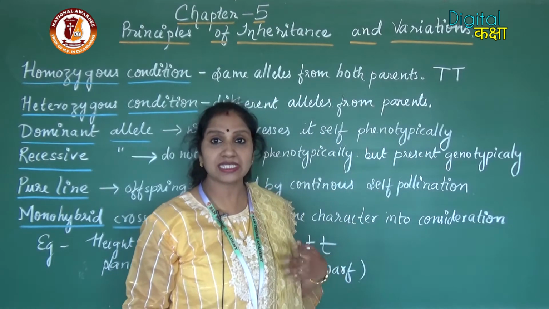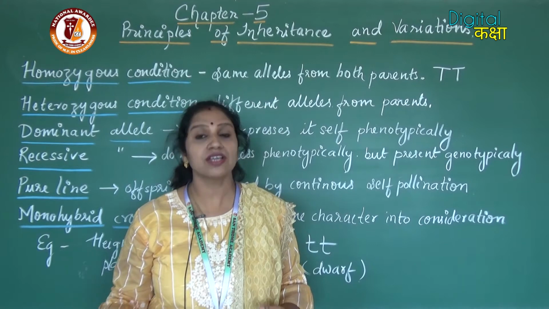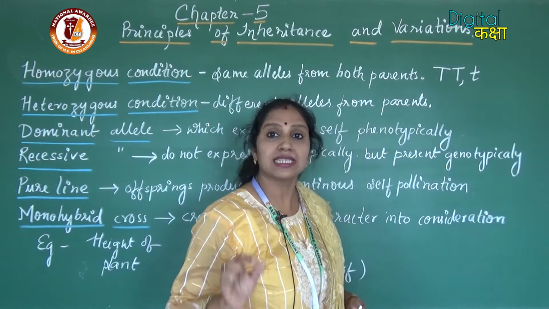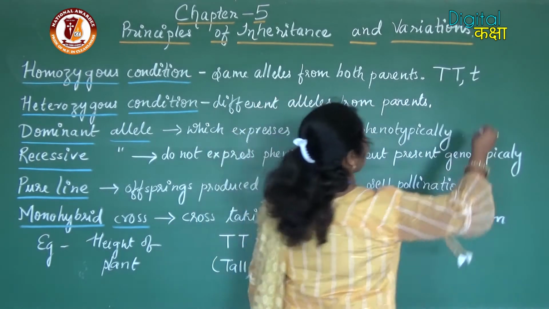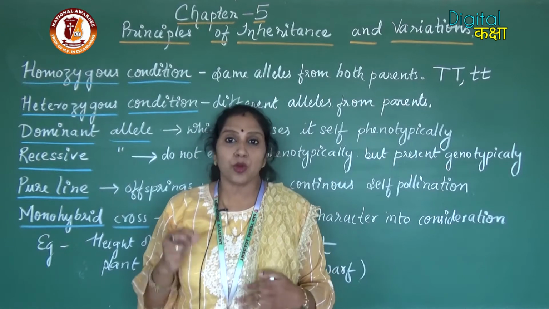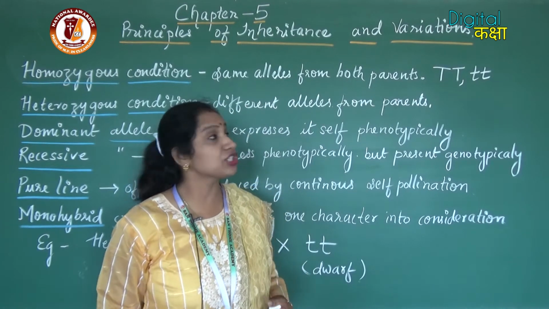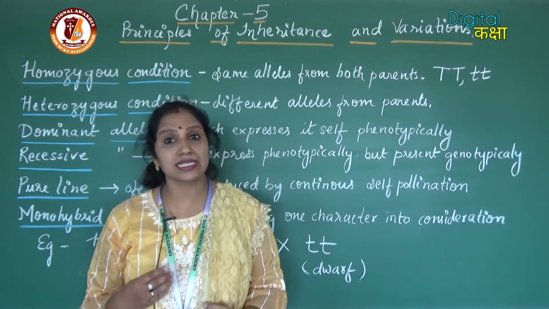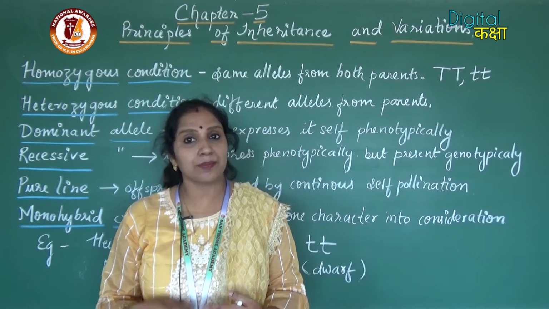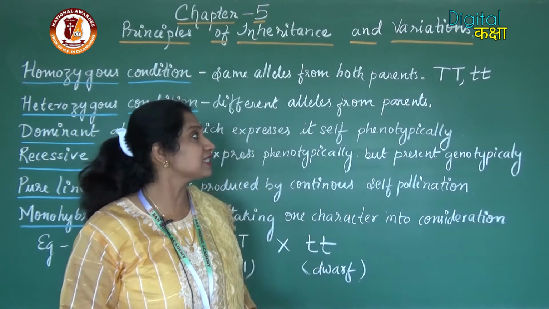One more example we can take: if the individual is getting the allele for dwarfness from both the parents. It will be represented as small t, the allele for dwarfness from one parent, and another small t, which is also the allele of dwarfness. As both the parents are giving the same alleles to the individual, that condition is called the homozygous condition. It is the condition in which the same alleles are given by the parents to the offspring.